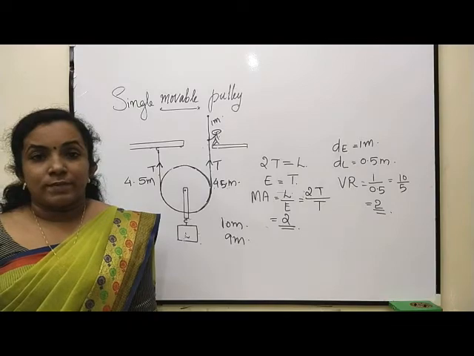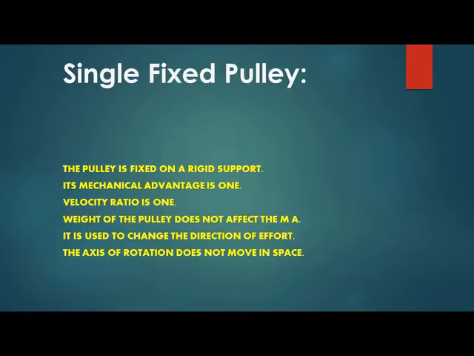Let's see the difference between a single fixed pulley and a single movable pulley. In a single fixed pulley, the pulley is fixed on a rigid support. The mechanical advantage and velocity ratio are 1 in the ideal case. The weight of the pulley itself does not affect its mechanical advantage, and it is used to change the direction of effort from upward to downward. Here, load and effort move in opposite directions and the axis of rotation does not move in space.